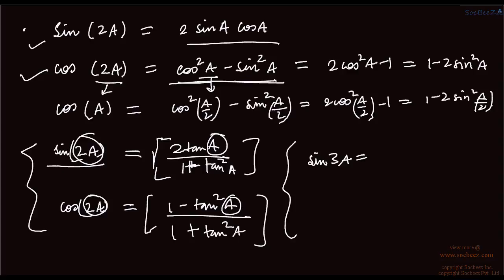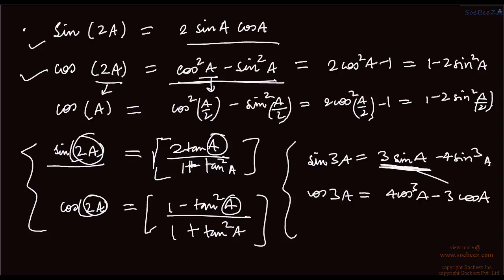Sin 3A is equal to 3 sin A minus 4 sin cube A. Similarly, cos 3A is 4 cos cube A minus 3 cos A. Now this is also easy to remember. Sin is replaced by cos, and the sign is exchanged. This is positive here, this is negative here. This is negative here, this is positive here. So you have to remember just one formula, sin 3A, and cos 3A you will get.